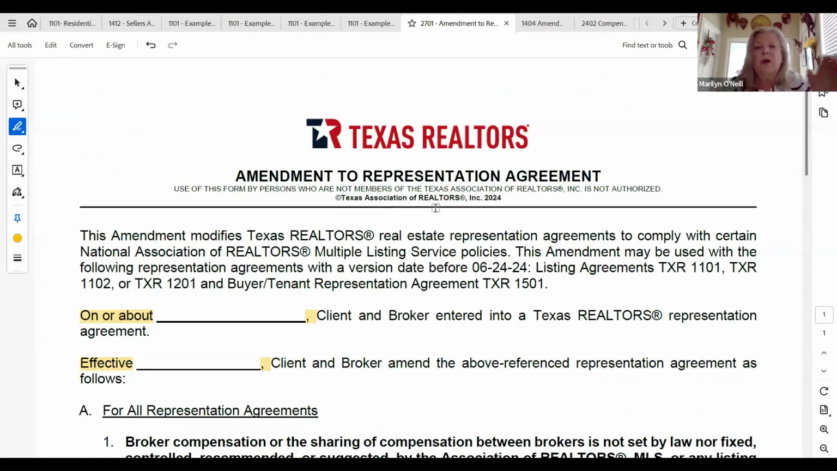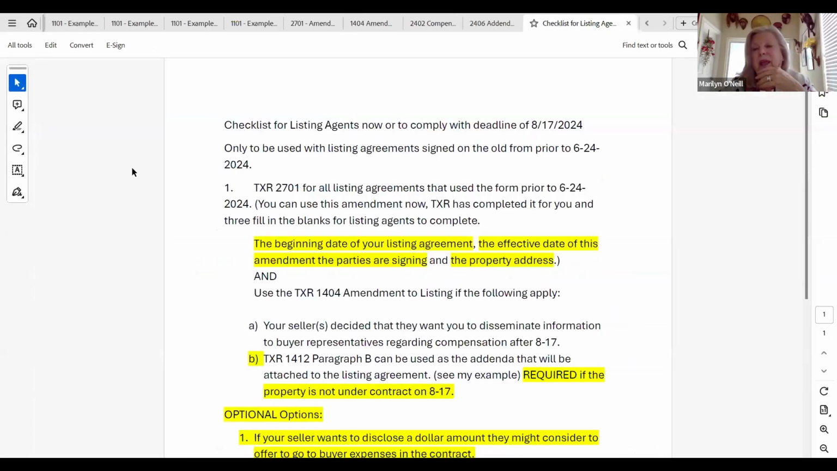Okay, so the amendment to the representation agreement, as I said, that's one of the ones that you can use today, but you absolutely have to have it by August 17th, because if you're not under contract by August 16th, you've got to do certain things. So now we're going to look at the checklist for what you're going to have to do. And this is for listing agents now or to comply with the deadline of 8/17.